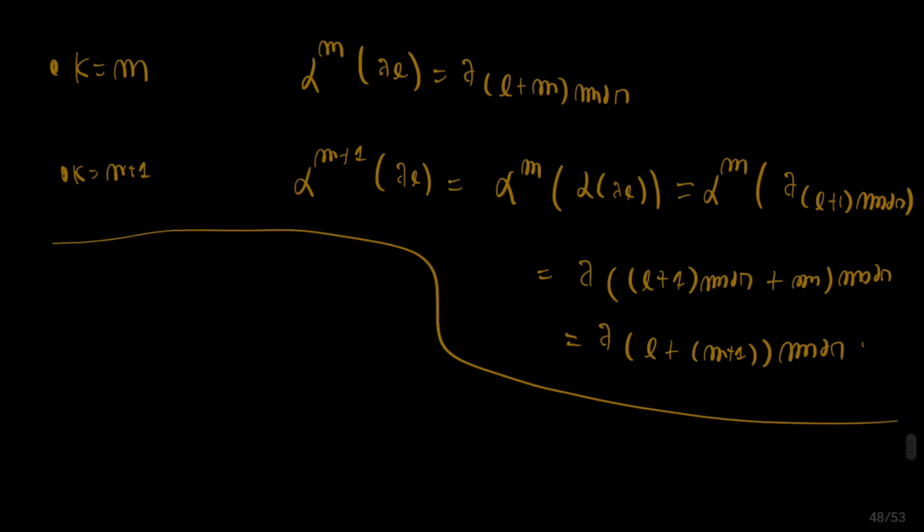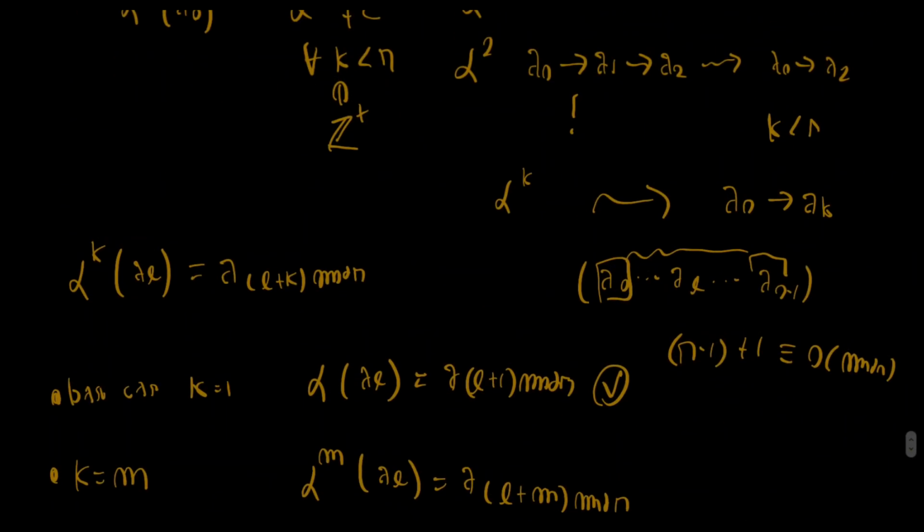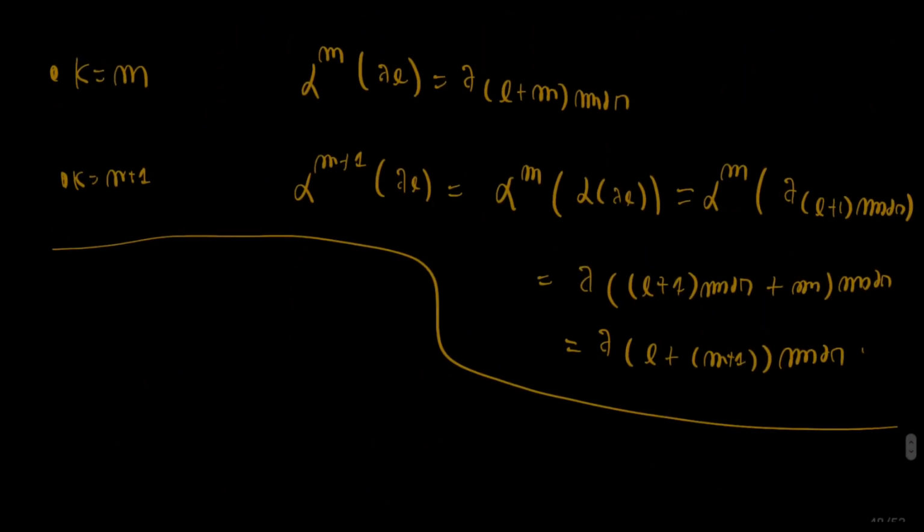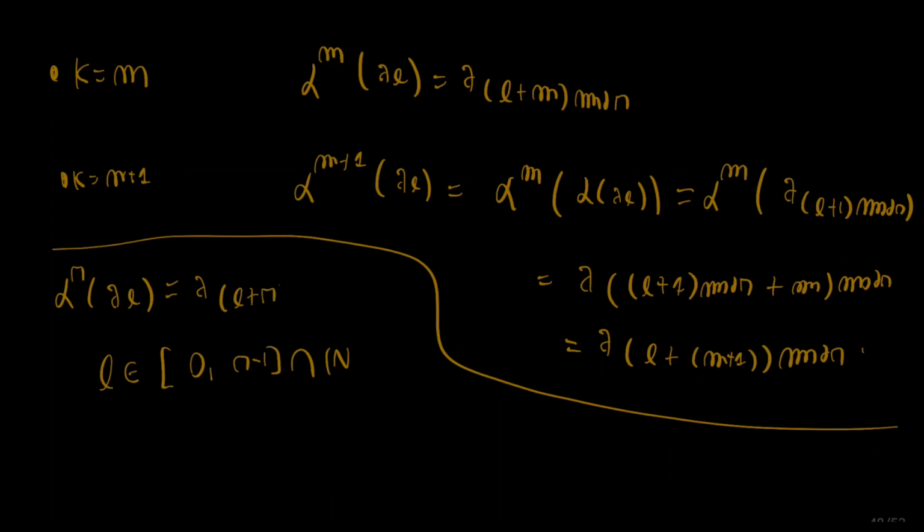Now, having proven this subclaim, we now know that α^n applied to a_l, for l in the set {0, ..., n-1} intersected with the natural numbers, where we take the construction of the natural numbers with respect to the Peano axioms, where 0 is the starting point, so we suppose 0 is in the natural numbers, we have α^n of a_l is equal to a_(l+n mod n) by the previous fact, but this is just equal to a_l by the properties of operations modulo n.